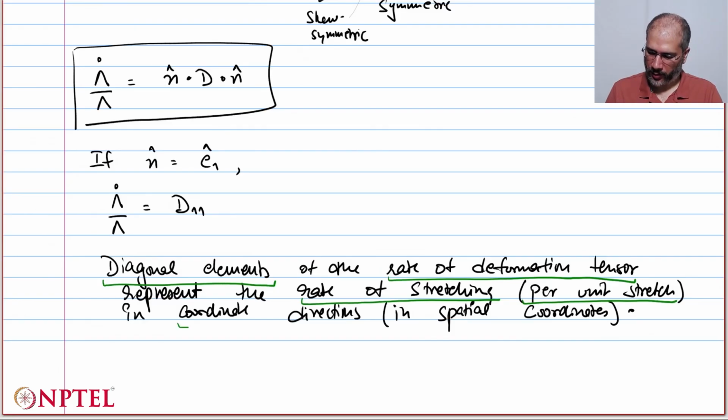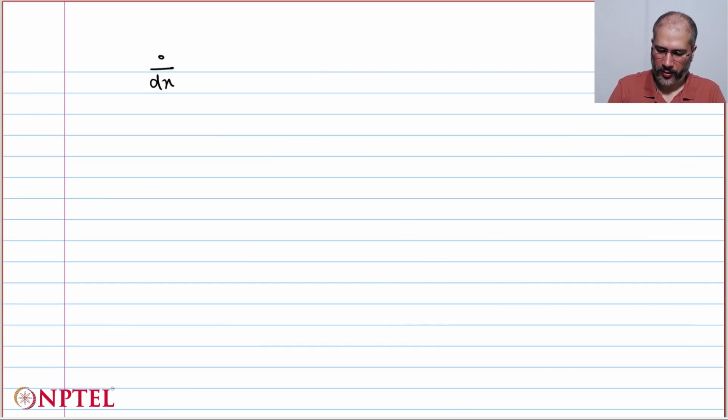And this is in the coordinate directions in spatial coordinates, because we have a small n dotted with a d dotted with a small n. So all analysis is now happening in the spatial coordinate system, because for fluids the material coordinates do not have much significance. I can also write d small x dot upon d small x is n dot d dot n. So this completes the interpretation of the diagonal terms of the rate of deformation tensor, that is capital D. Now we'll move on to the interpretation of the off diagonal terms of capital D.